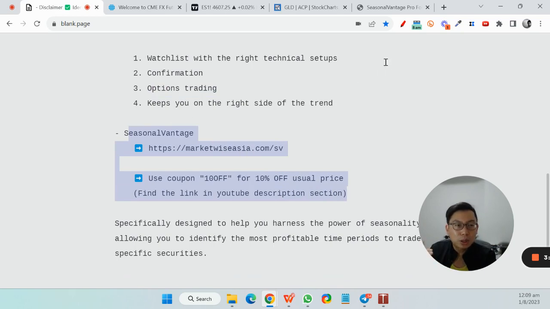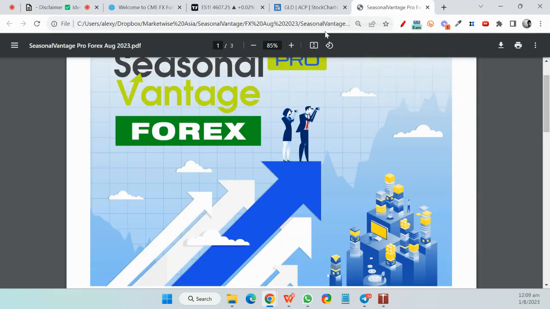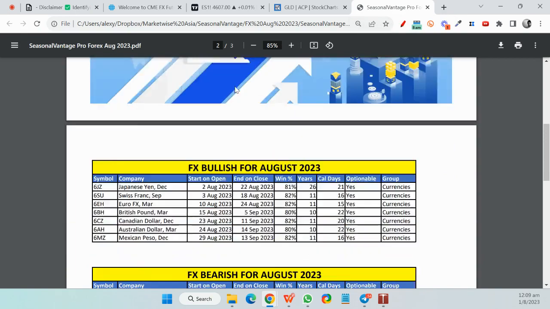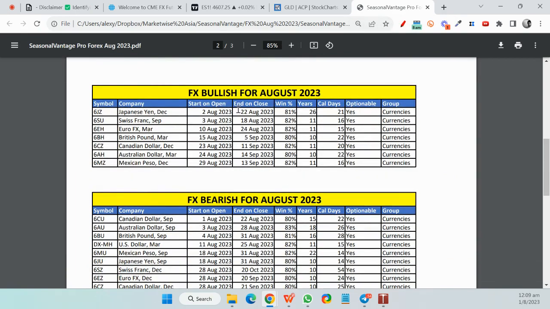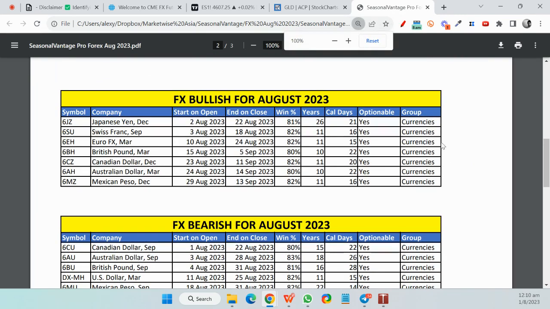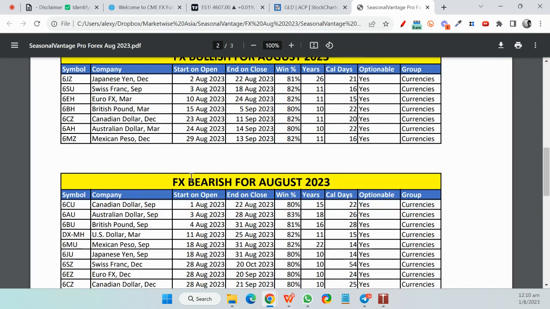So I'll go through this report right now. In this report, there are two sections. One is the bullish and the other one is the bearish. Of course for bullish, I believe most of you should know there's a tendency for it to go higher, and bearish, there's a tendency for it to go lower.